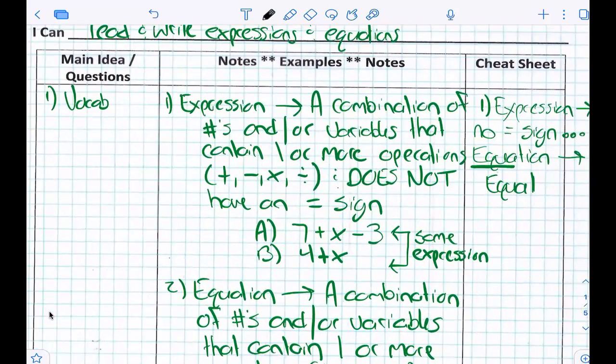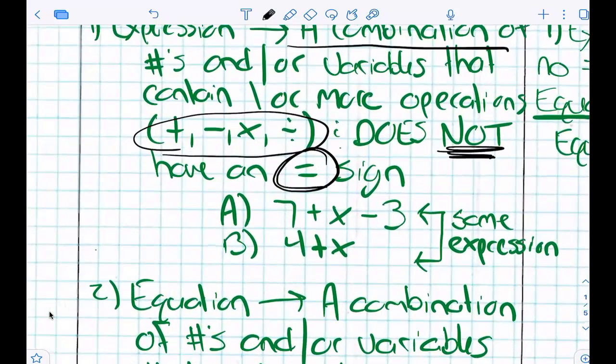An expression, okay, I'm just going to read this one. It's a combination of numbers and/or variables that contain one or more operations, and these are our basic operations right here. An expression does not have an equal sign. So I have some examples of expressions down here for A and B. You can see there's no equal sign.